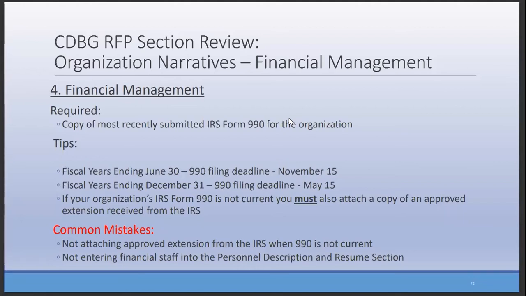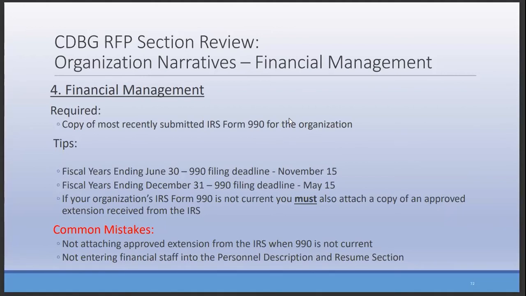The 990 is due to the IRS on the 15th day of the 5th month following the end of the organization's taxable year. Therefore, if your organization's fiscal calendar ends June 30th, then the 990 is due November 15th. However, if your organization's fiscal calendar ends December 31st, then the 990 is due May 15th.